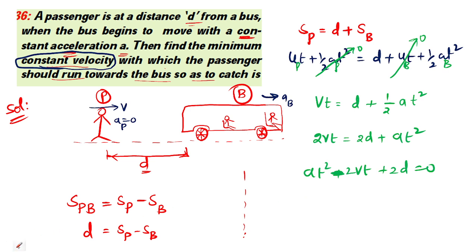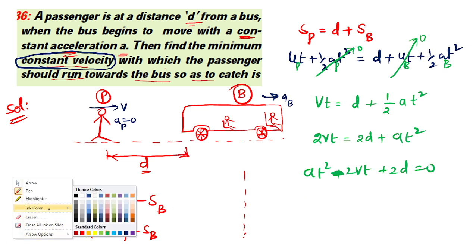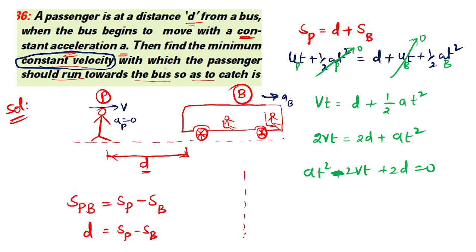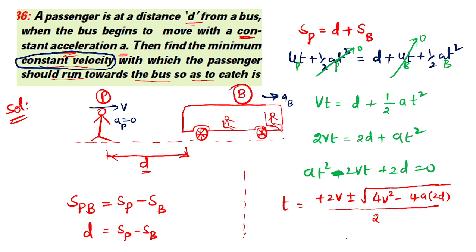Now find out the minimum velocity, which means we need to find the root of t. Yes or no? So t is equal to what can I write here? Minus b plus or minus under root of b square minus 4 into a into 2d, divided by 2 into a. Note down.